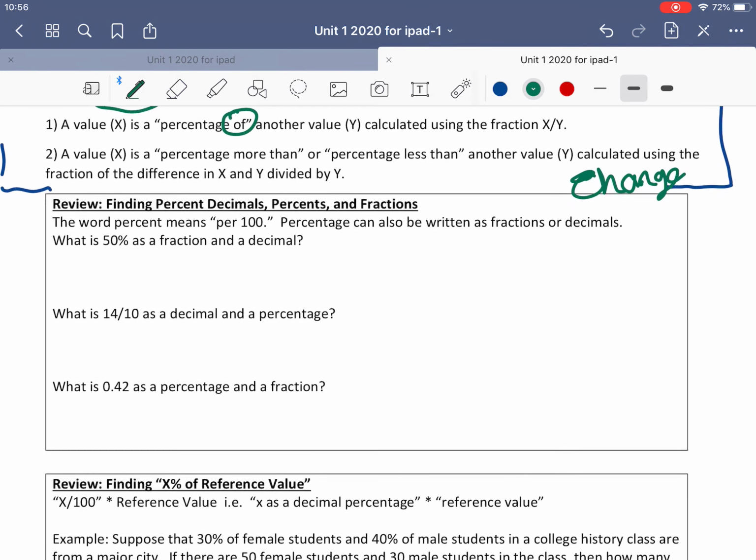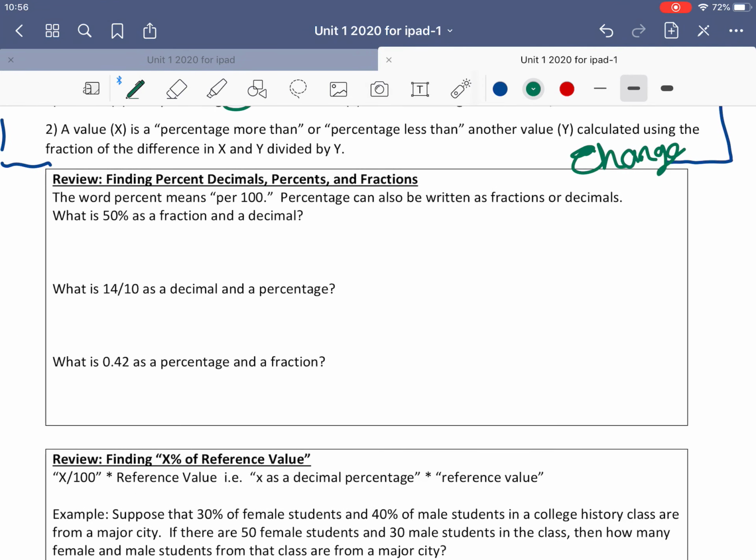Let's review some percentages. See if you know this. Press pause. Try it out. Our answers here are a half, 0.5, 1.4, 140%, 42, and 21 fiftieths. Okay, if you got those, you can skip ahead to the next review question. If not, stay with me here. We're going to work these through.